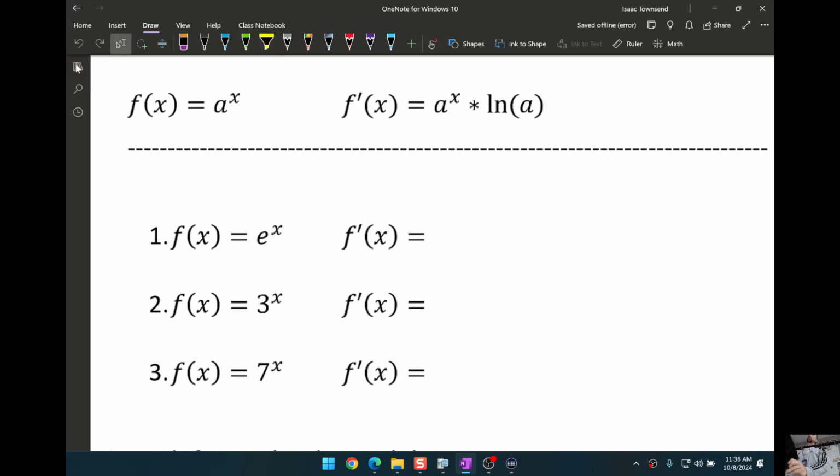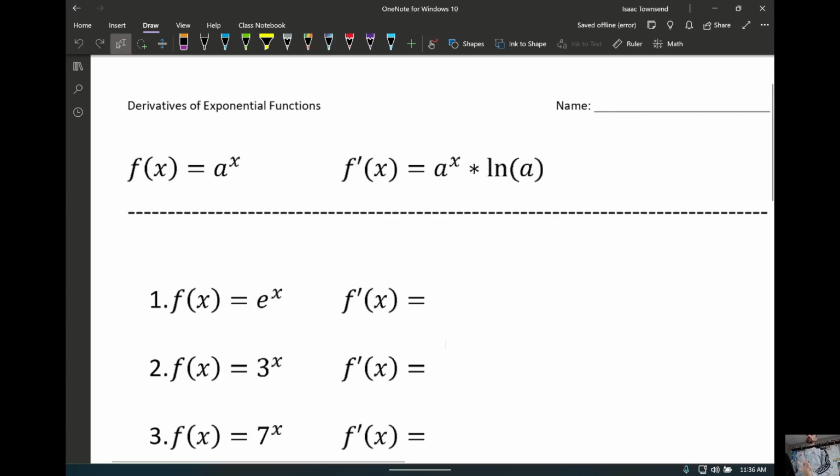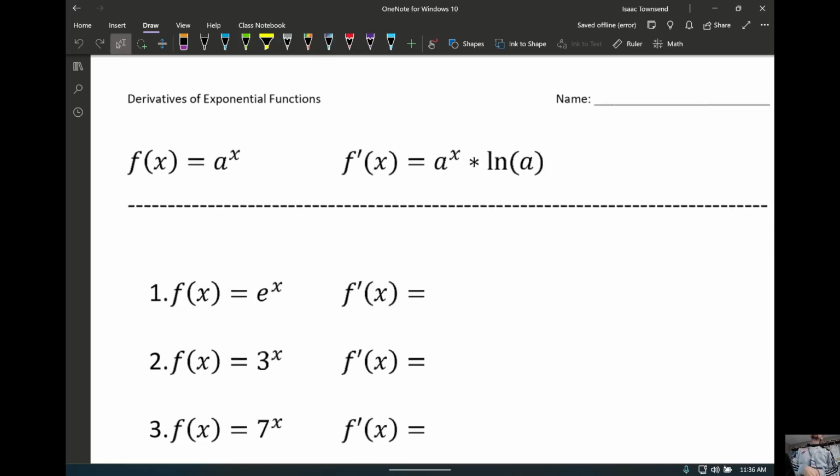Okay, so derivatives of exponential functions. This is just one of those that you need to memorize, that I took off your plate the first couple weeks of school because there were so many other things to memorize. And really, you pretty much know how to do this if I show you one connection.